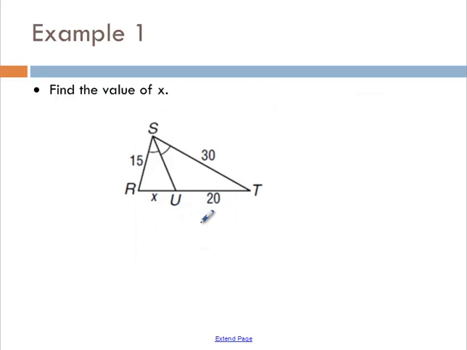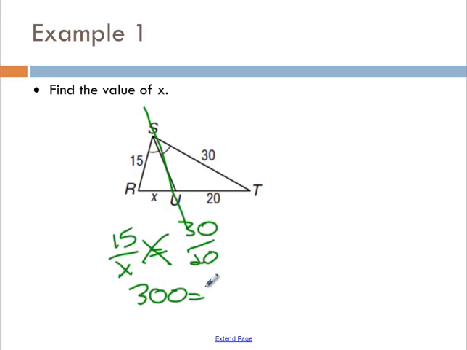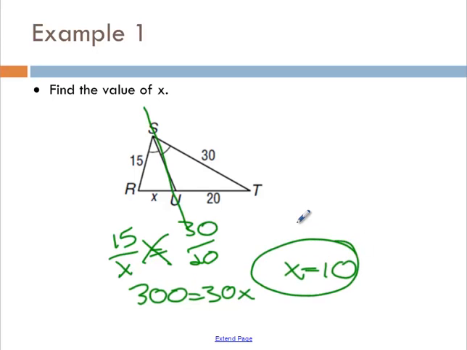So I want to find the value of x. And the way I do this, because this is an angle bisector, the left side of the triangle is proportional to the right side of the triangle. So 15 over x is equal to 30 over 20. I always try splitting it along the angle bisector and know the left side is one fraction, the right side is the other fraction. Got 300 equals 30x, so x equals 10.